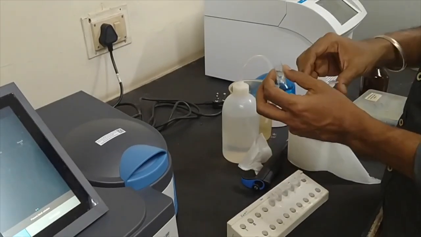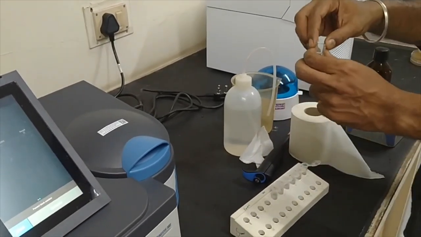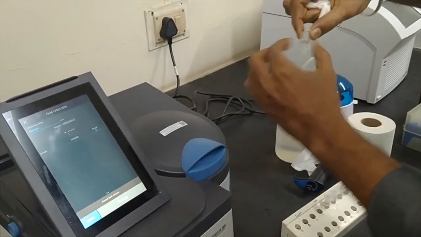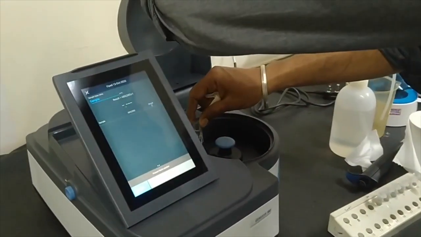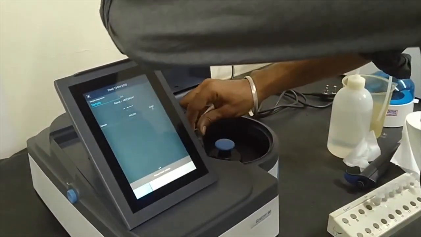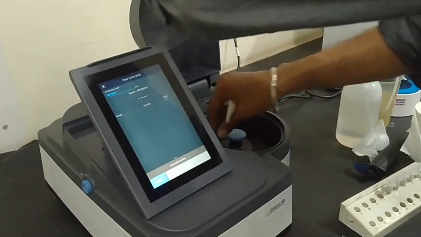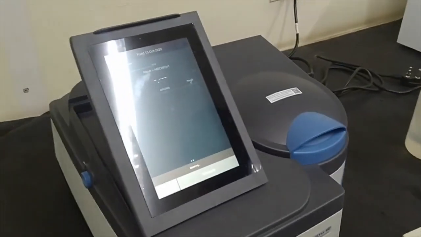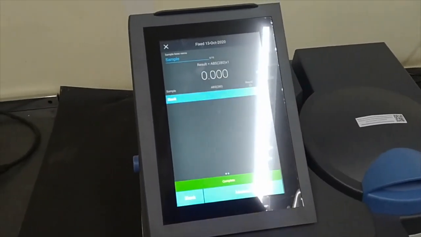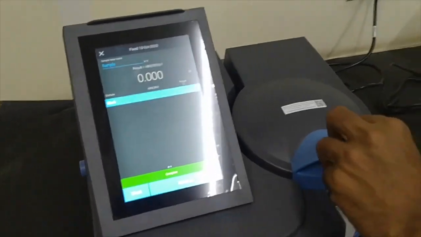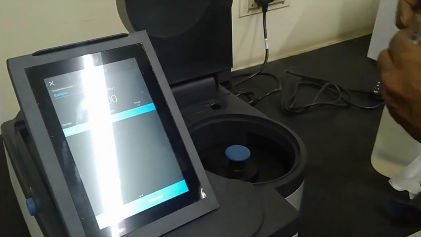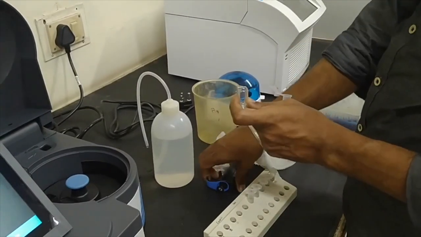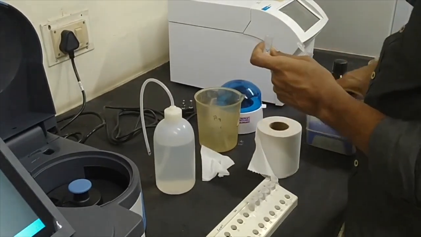Now you need to take an OD at 280 nanometer for protein estimation. For that, first you need to keep the blank. So now you have set the blank. After the blank, we are going to add sample 1, that is 2 minutes.